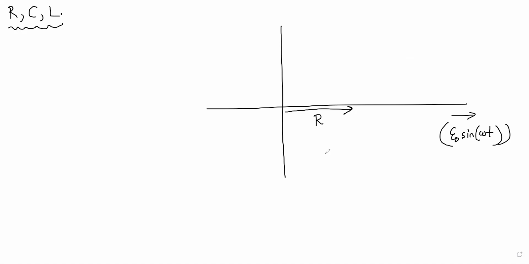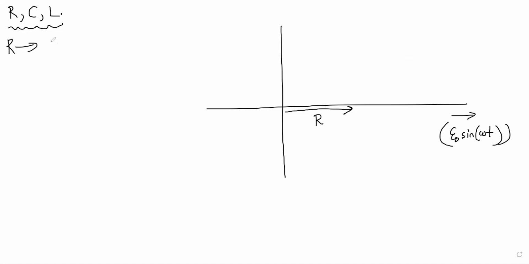Suppose you have this situation. Let's say your EMF is E naught sine omega t. Then I have three possible elements here, R, C, and L, and I know the behavior of all three. If it was simply R, there will be no phase difference, so R causes a current in the same direction. So R you will represent with a vector along the x-axis, and the length of that vector will be the resistance.